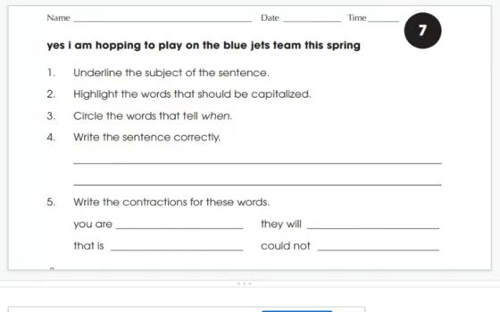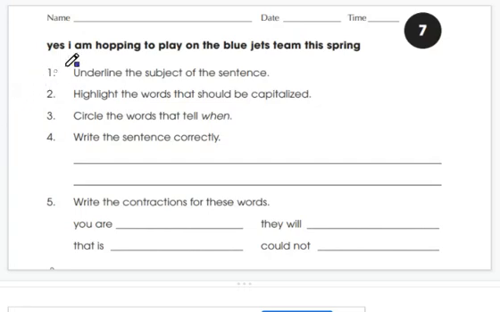Okay, what is our subject? Who or what is this sentence about? Remember, a subject has to be the noun, and it is the one doing the action. So who is doing this action? It says, yes, I am hopping to play on the Blue Jets team this spring.